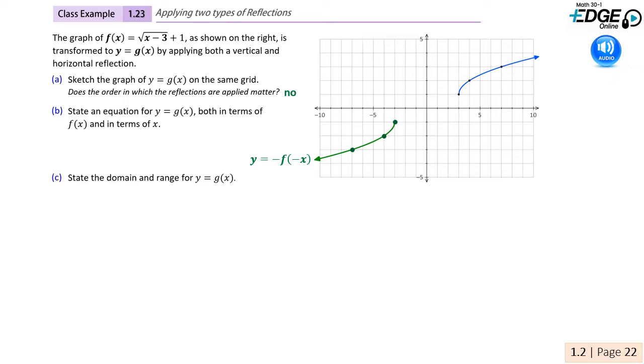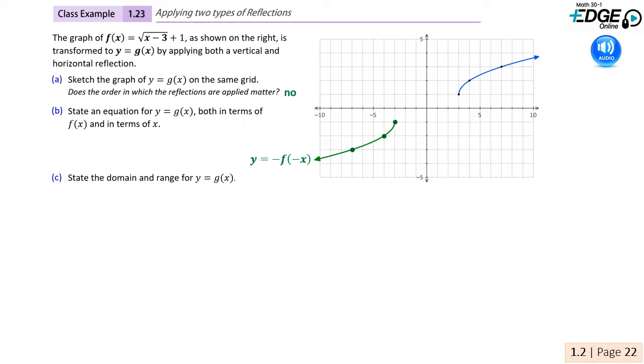I want you to understand that when we reflect over the x-axis, that's our vertical reflection, it is a vertical transformation. It has no effect on the x-coordinates or the domain of the graph. And when we then reflect over the y-axis, the opposite is true. It's a purely horizontal transformation. So if you think of this, the graph has a domain and the graph has a range. And when we affect one without affecting the other, why would it matter in which order we do so?